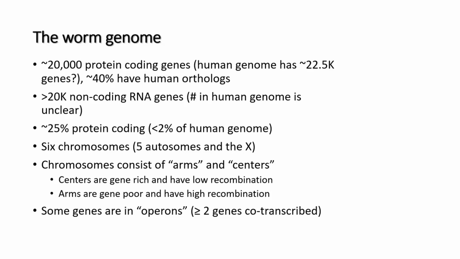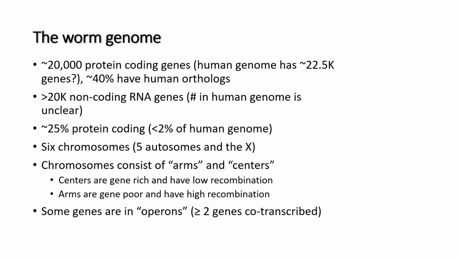So, whereas a quarter of the worm genome is protein coding and less than 2% of the human genome, what else is in the human genome? Well, it's mostly filled up with transposable elements and other maybe junk, maybe not. So worm: 6 chromosomes, 5 autosomes and the X chromosome.